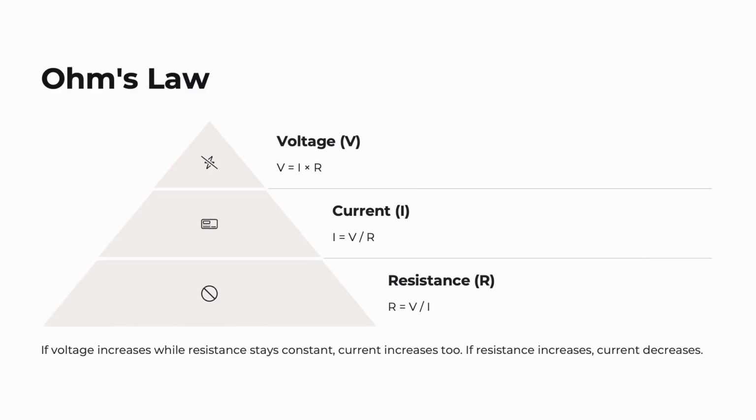So we've explored voltage, current, and resistance and how they interact in a circuit. Let's take a look at how these values translate into power and how you can use Ohm's law to design and troubleshoot AV systems with confidence.